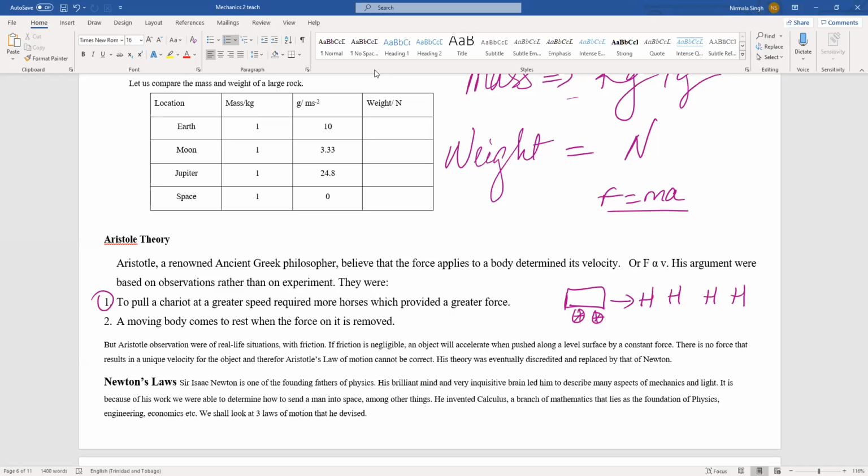Now, we can see there are two inherent problems with these statements. One, to pull a chariot at a greater speed required more horses.